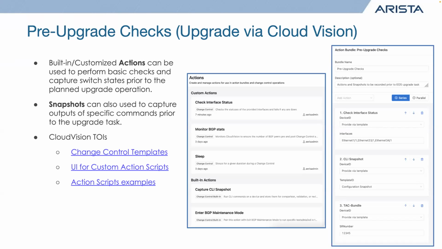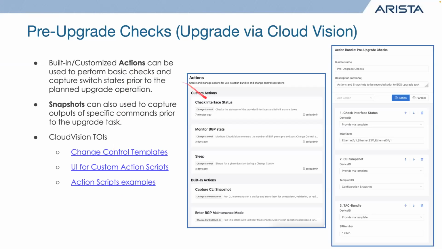So I can tell CVP that, hey, just log into all my leaf devices, run the show MLAG detail or show version output, and capture the state and store it on the CVP itself so that I can do historical comparison, maybe before and after an upgrade, or before and after a configuration push is done. And actions can be any script that you want to create.